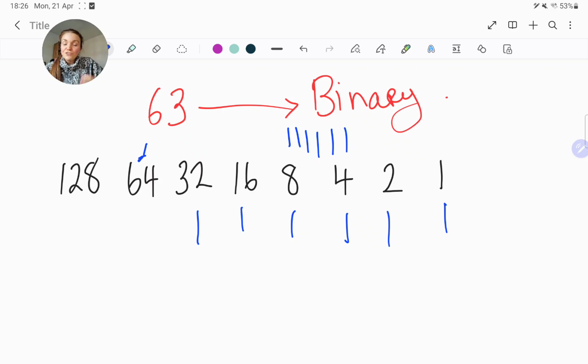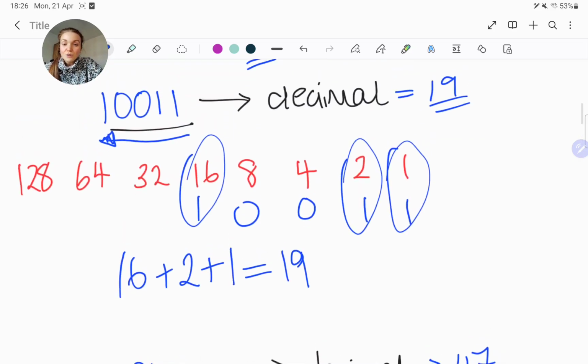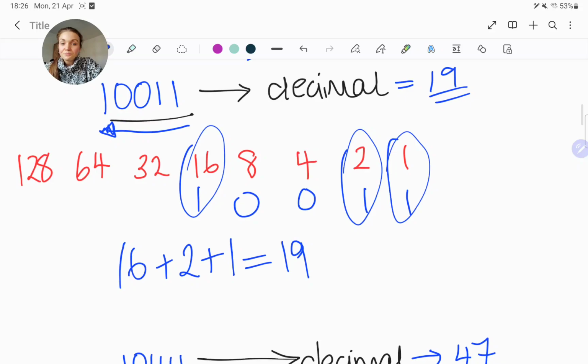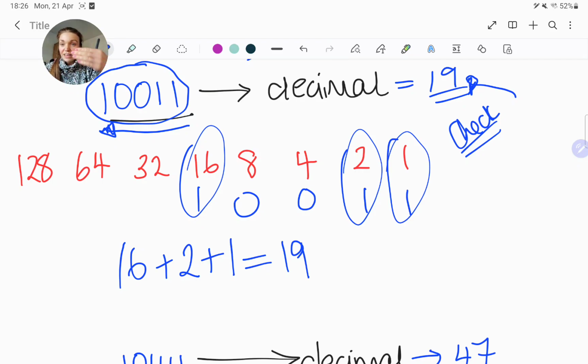In your exam, let's go back up, say we're going from our binary number 10011 to a decimal, you could then check your answer by taking this 19 and converting it back into a binary number. And if you get the binary number they asked for, then you know you've done the question correctly. So hopefully that's helped you understand binary numbers better.